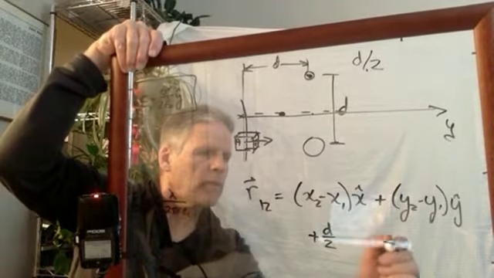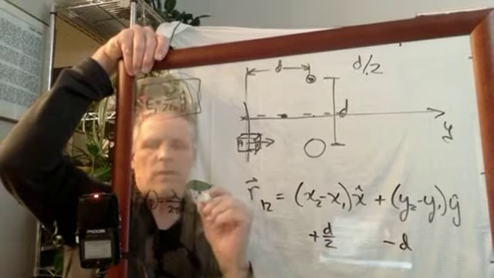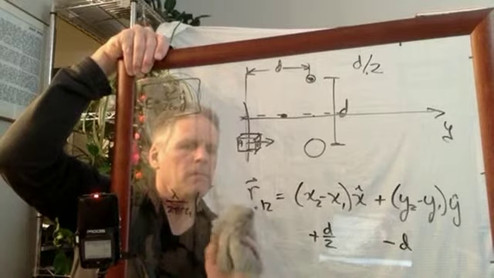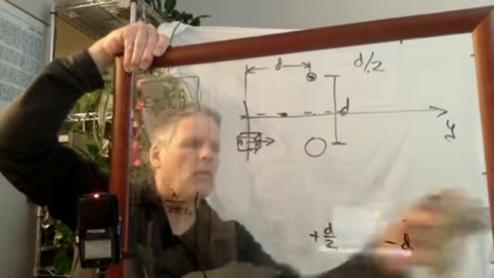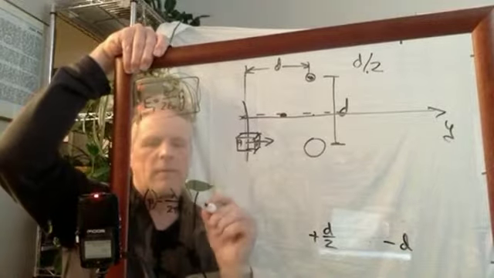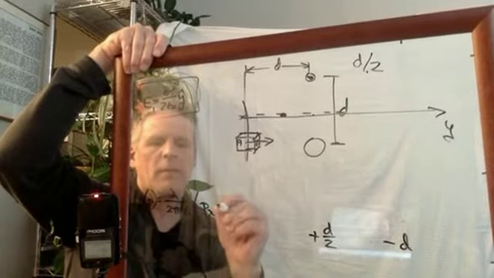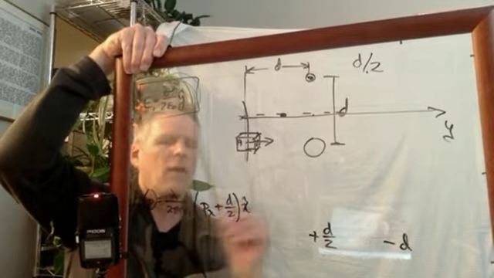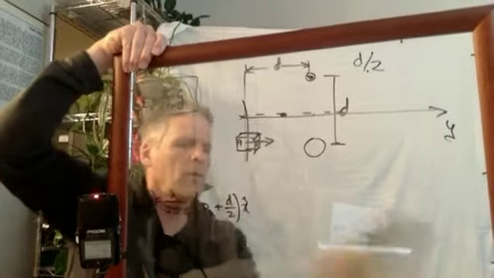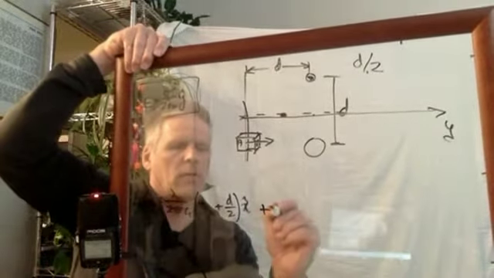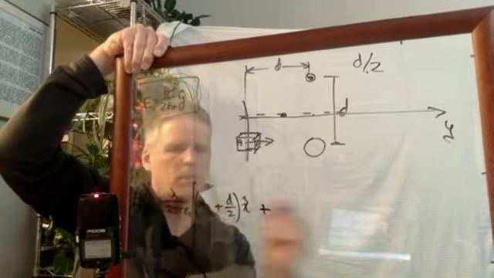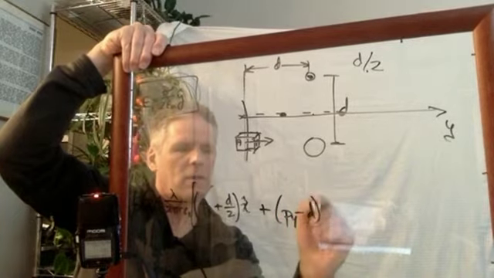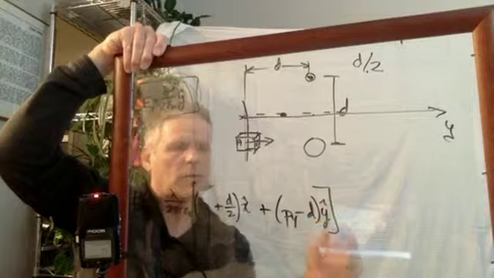So we have a minus d. Yeah, let's go ahead and do that. At point P, this is (P sub x plus d over 2) in the x hat is the r, plus (P sub y minus d) in the y hat. There are other ways you can do this, but this is the way I'm choosing to do it.